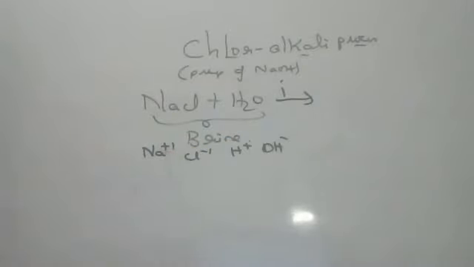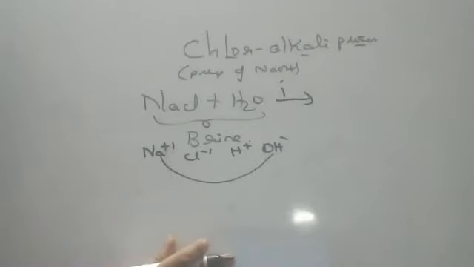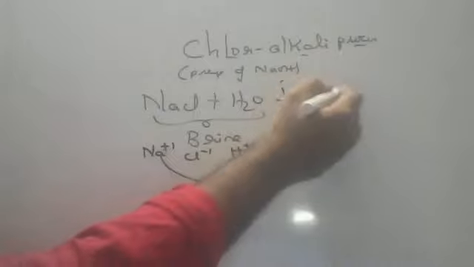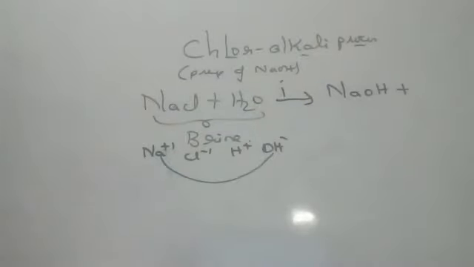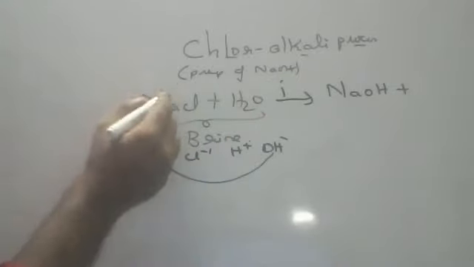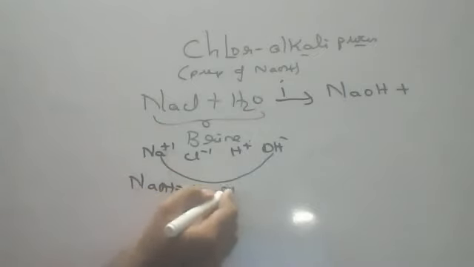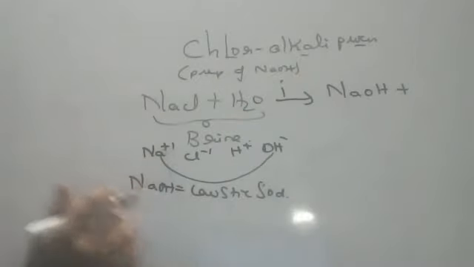Okay, children. Na and OH combine to form NaOH. This is called sodium hydroxide, or caustic soda. The common name of NaOH is caustic soda. This is the preparation of NaOH.